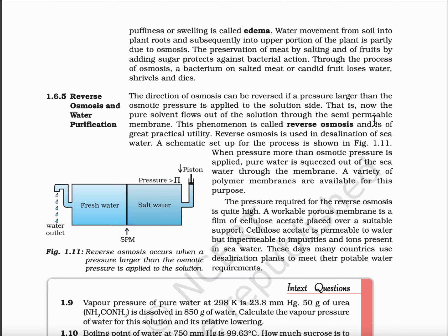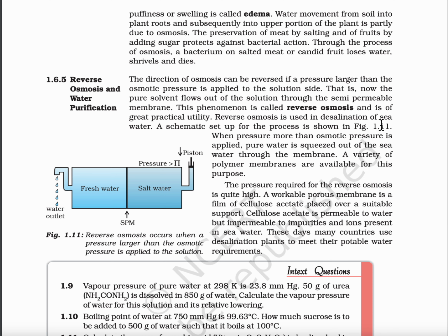Now this is generally osmosis, but if you want to reverse this osmosis, that is make the solvent flow from the solution side to the solvent side, or from higher concentration to lower concentration, or from concentrated solution to dilute solution, this is not naturally going to happen. So for this we apply an extra pressure that is larger than the osmotic pressure in order to reverse the direction of osmosis, and this phenomenon is called reverse osmosis. Now reverse osmosis is used in desalination of seawater. A schematic setup for the process is shown in figure 1.11.